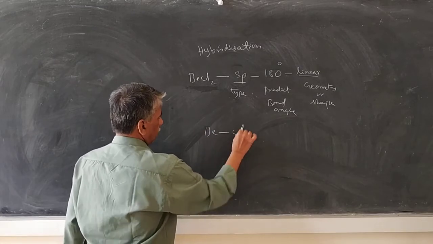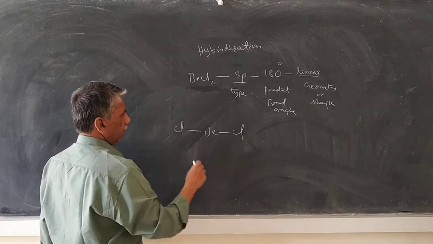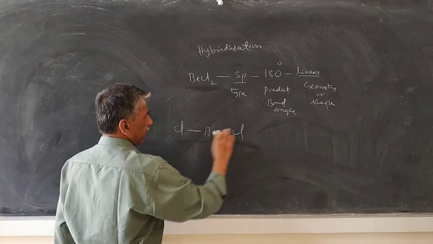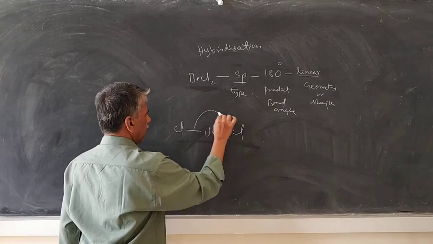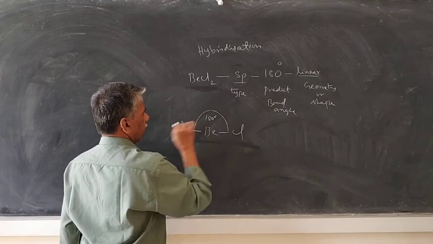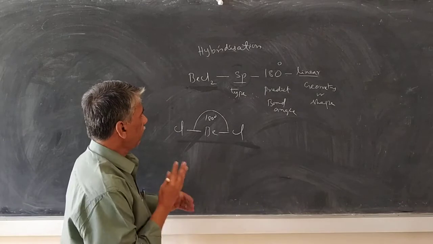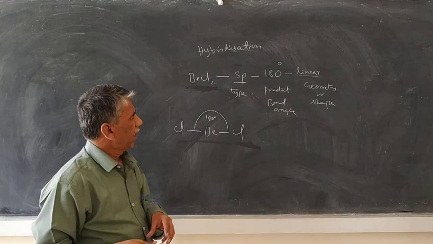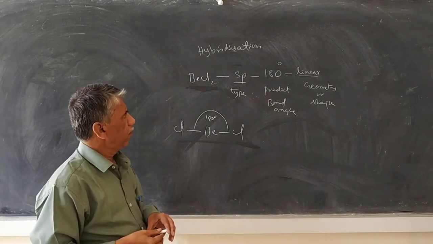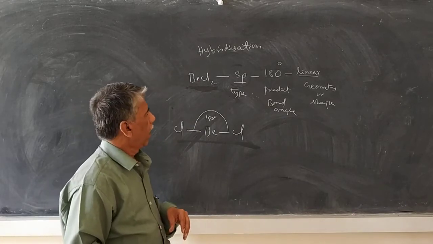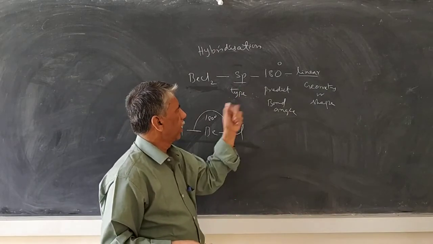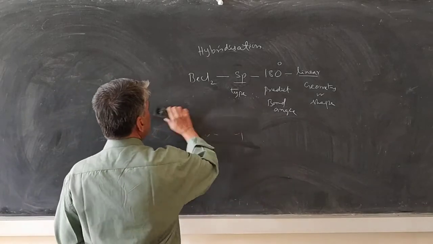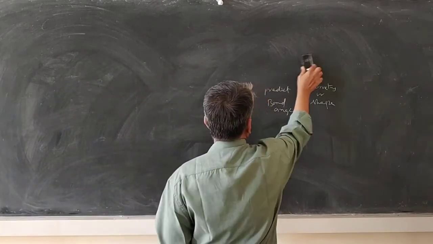So, this is beryllium chloride. It is a linear molecule. It lies in a straight line. It is a linear molecule, and the bond angle is 180 degrees. Okay. So this is a brief about the sp hybridization. Now we shall go for the next type of hybridization, sp2 hybridization. I will explain how do you get sp2 hybridization. That I shall explain today by taking BCl3 as example.